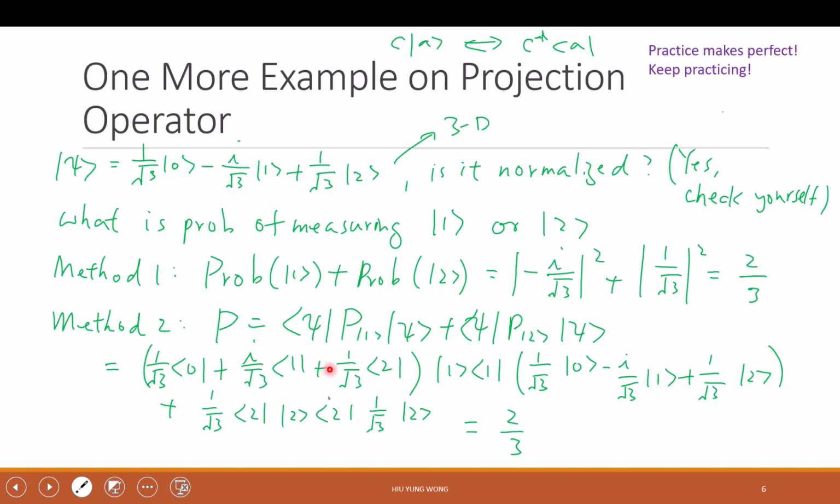This one? Yes. This is the bra form of psi, right? So you need to take the complex conjugate. That's why you get plus. Yeah, good.